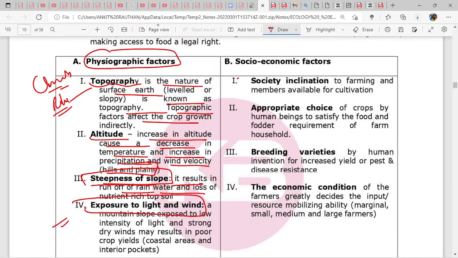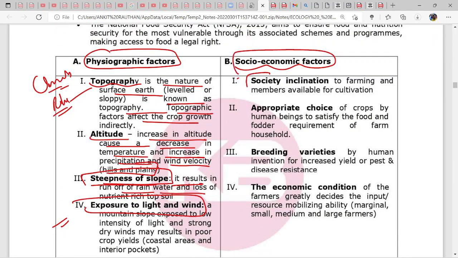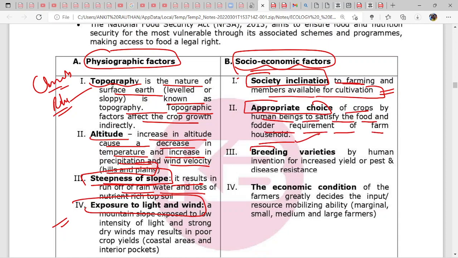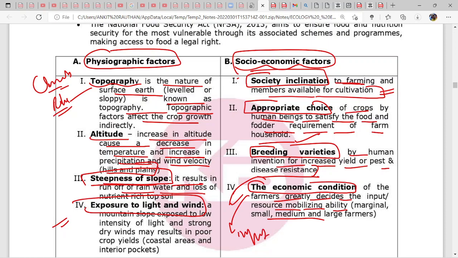In socio-economic factors, what you have to remember: society's inclination to farming and members available for cultivation. Appropriate choice of crops by human beings to satisfy the food and fodder requirement of a farmer. Breeding varieties by human invention for increasing yield or pest and disease resistance in crops. The economic conditions of the farmer greatly decide the input resource mobilizing ability. So whatever the economic condition of the farmers is, that will decide the input we are putting, right?